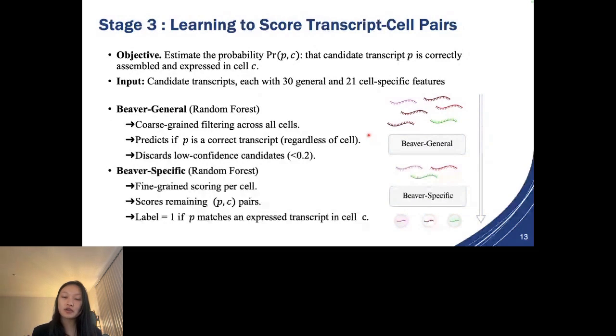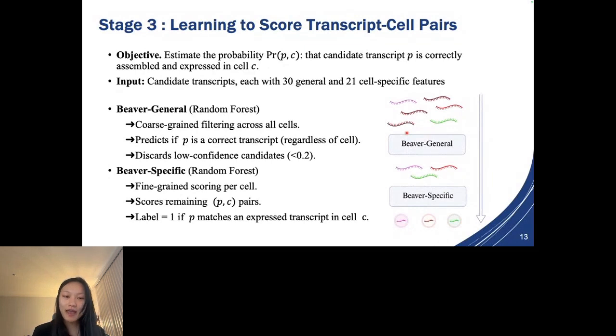We approach this using a two-stage machine learning strategy based on random forest models, with a set of carefully engineered features: 30 general features and 21 cell-specific features for each candidate path. The general model predicts the overall likelihood that the path P is a correct transcript structure, irrespective of any specific cell. It acts like a coarse filter. Candidates scoring below a certain threshold, like 0.2, are discarded.